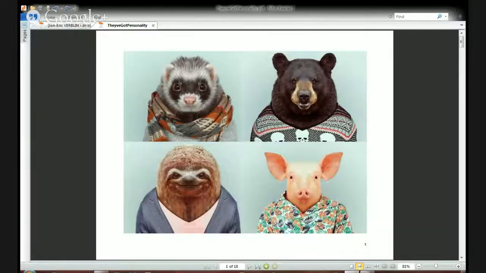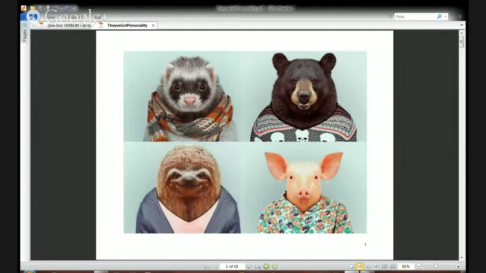Oh, let me get this back on the screen. Giuseppe, which one would you be? I would like to be a bear. You'd be the bear. Is it the bear because of his sweater, or because you'd like to be a bear? Because I like his sweater, personally. I like the bear with the skulls on his sweater. Both. I like both. That's interesting.